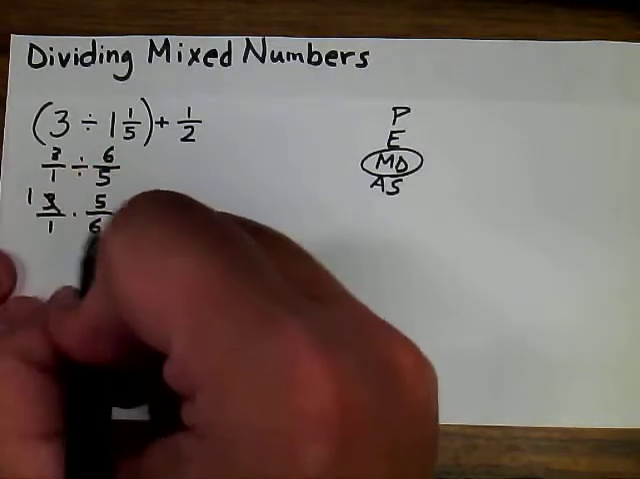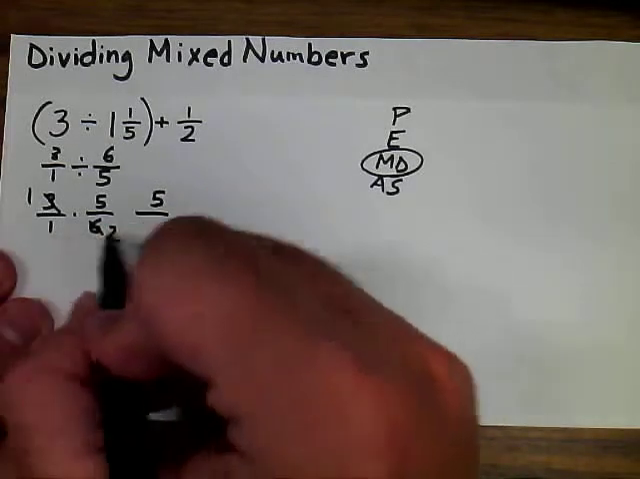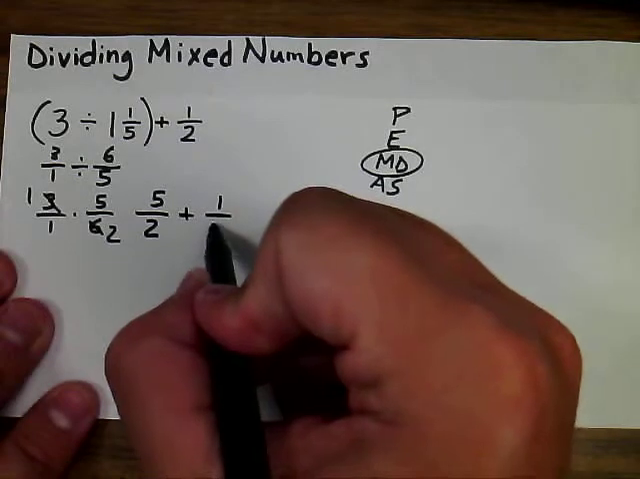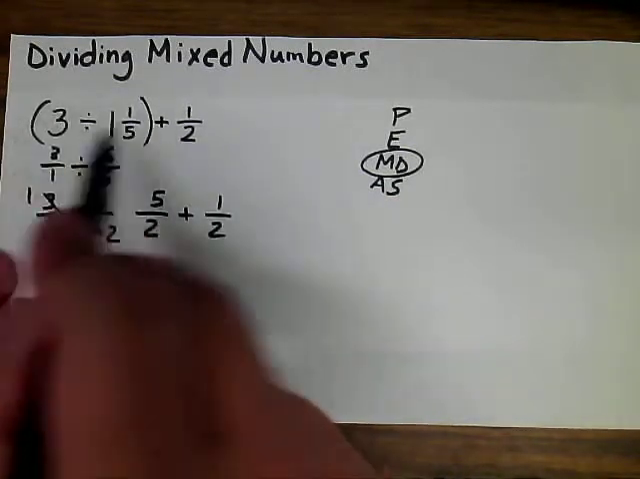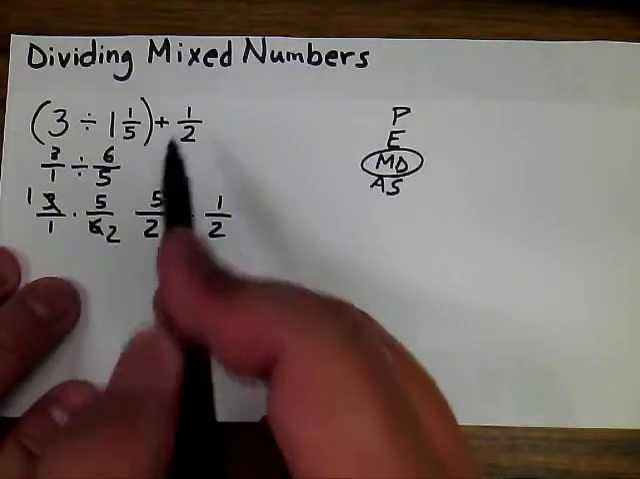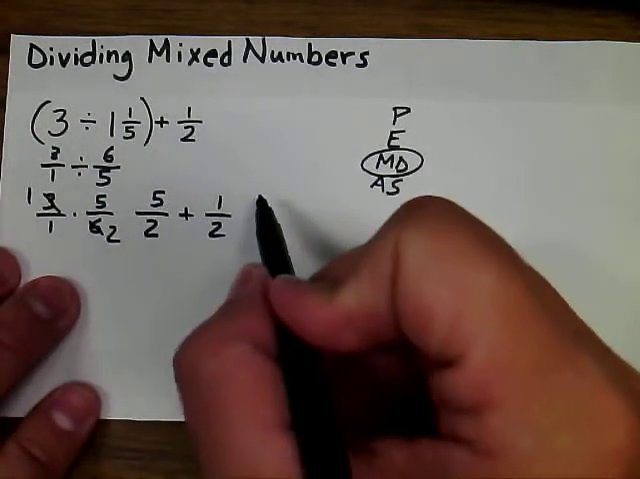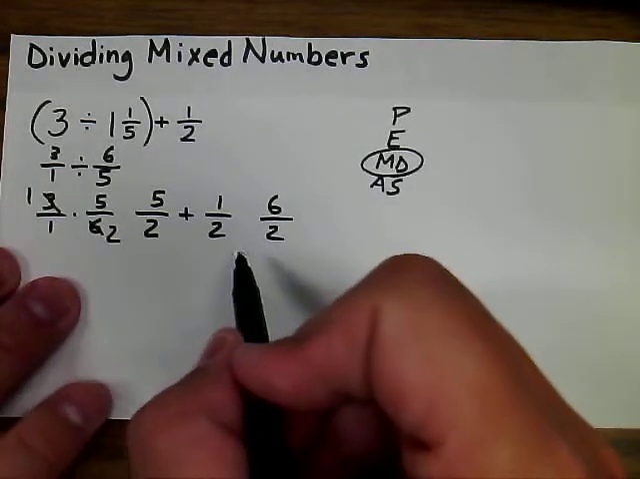We can cross cancel, dividing both by a factor of 3. 1 times 5 is 5. 1 times 2 is 2. Now we must realize that we need to add 1/2 to 5 over 2, because 5 over 2 was our quotient, but we still have that second step. Since we already have common denominators, we can go ahead and add our numerators, but don't forget your denominator stays the same here. You don't add your denominators with addition.